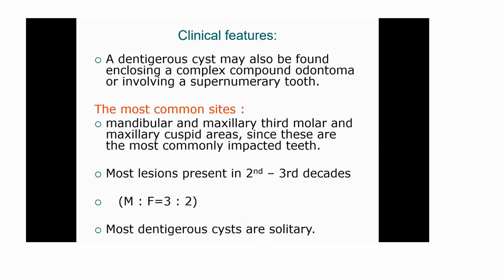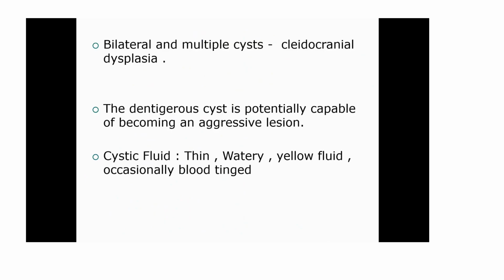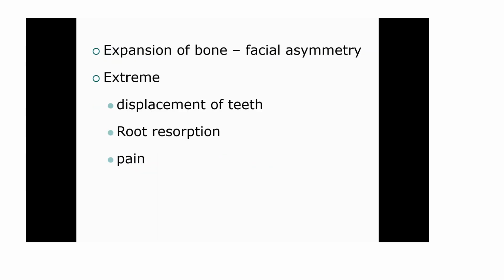Most dentigerous cysts are solitary, that is, they occur alone, although bilateral and multiple cysts could be seen in association with cleidocranial dysplasia. The dentigerous cyst is potentially capable of becoming an aggressive lesion. You should note this. Cystic fluid is thin, watery, yellow fluid, occasionally blood tinged. So, this could be asked in your viva, what is the cystic fluid like? So, this is what it is like.